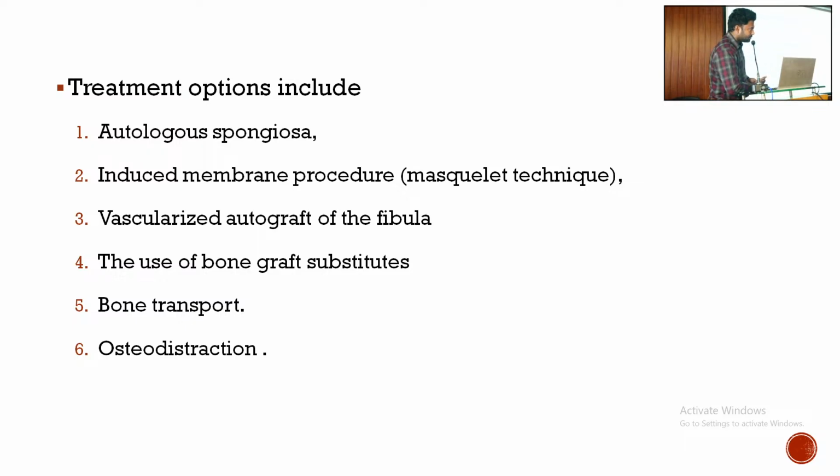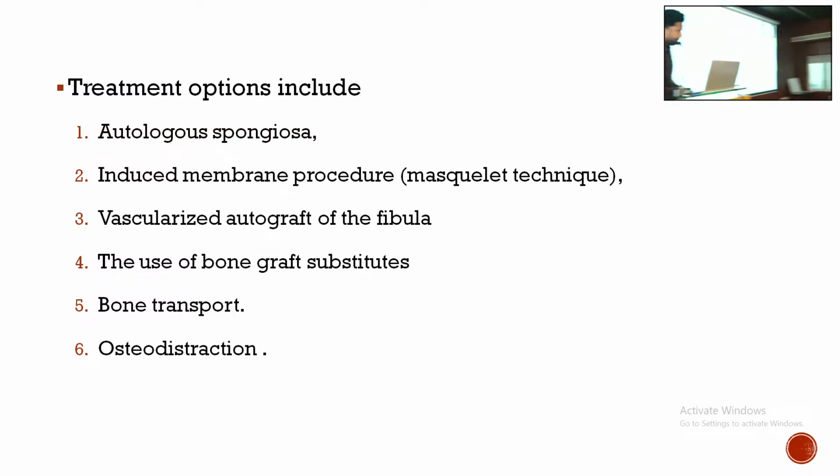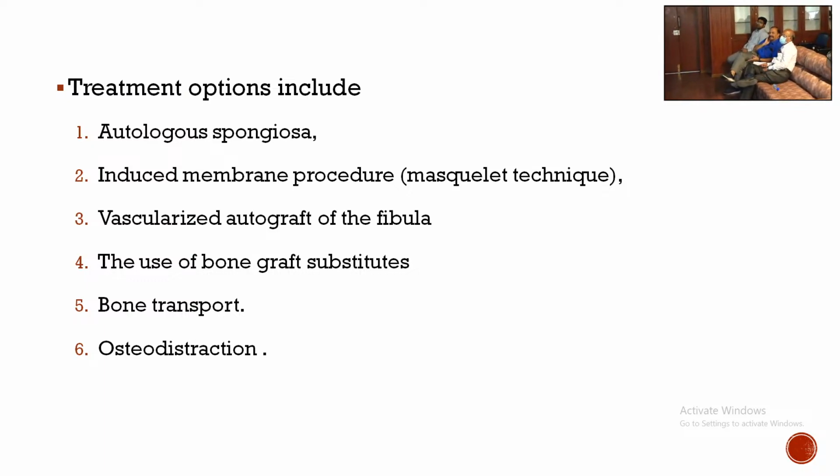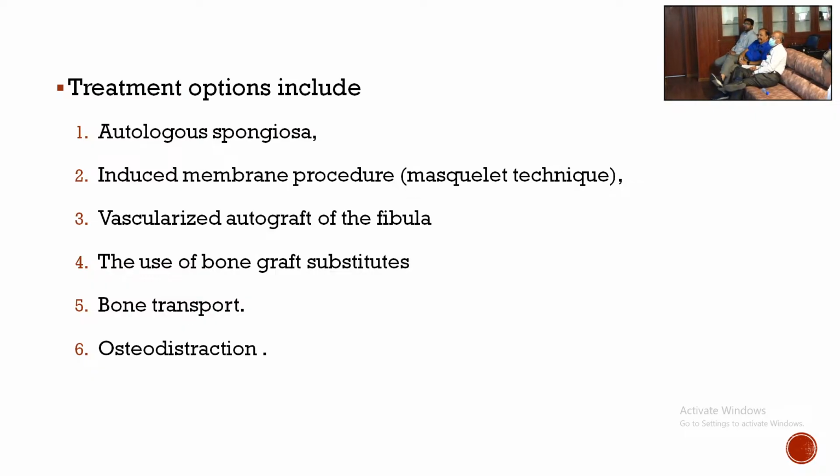Spongiosa is cancellous bone. Autologous means bone taken from the individual's own body. So, bone grafting like this. Spongiosa and cancellous. Cancellous bone grafting, autologous spongiosa. Supportive, not just cancellous.